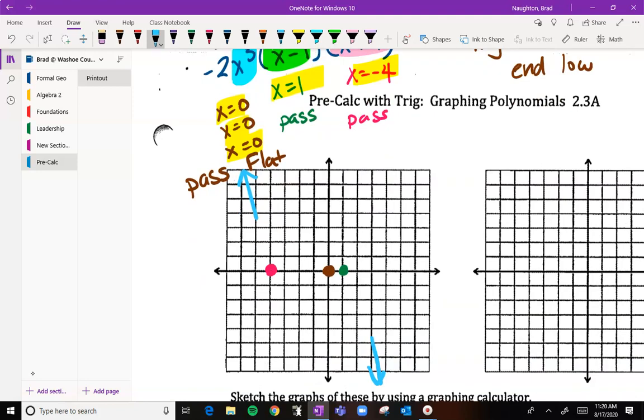So let's take a look. I'm going to go ahead and pass through, come back up, pass through, come back down, pass through, and boom, there we go. Nice and easy peasy lemon squeezy. Again, you should probably use more points, but it is what it is.